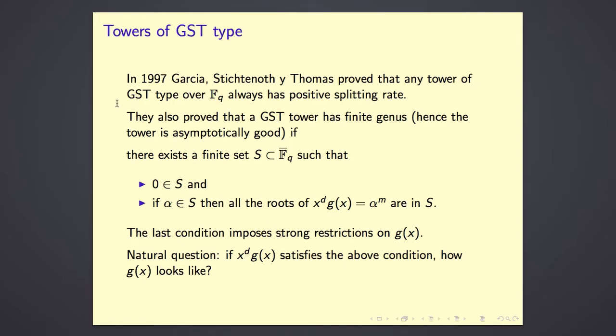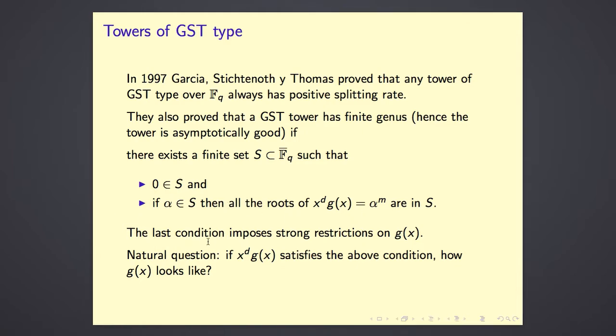In 1997, Garcia, Stichtenoth and Thomas proved that any GST type tower over Fq always has positive splitting rate. So it just remains to see when they have finite genus, and they proved that if you can find a finite set S in the algebraic closure of Fq, such that 0 is in S, and for each element alpha in S, all the roots of the polynomial x^d times g(x) equal to alpha^n are in S, then the tower has finite genus, so it is a good tower over Fq.